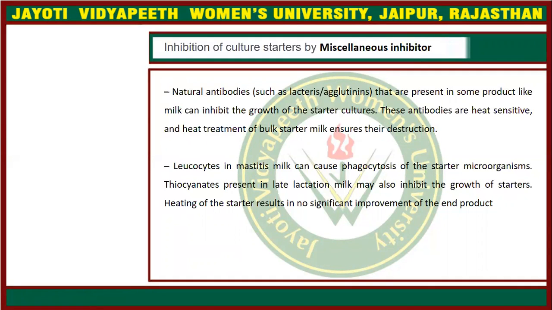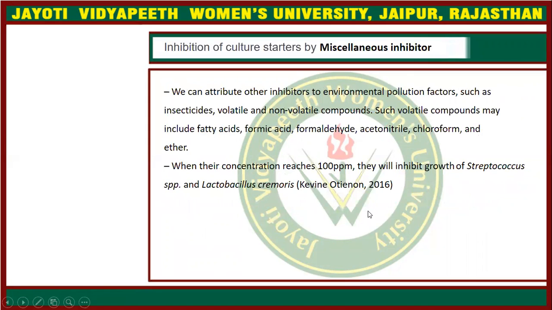Leukocytes in mastitis milk can cause phagocytosis of the starter cultures of fermentation. Thiocyanate, which is present in late lactation milk, may also inhibit the growth of fermentation process microbes. Heating of starter results in no significant improvement of the end product. We can attribute some other inhibitors to environmental pollution, such as insecticides. These insecticides can inhibit microbial growth.